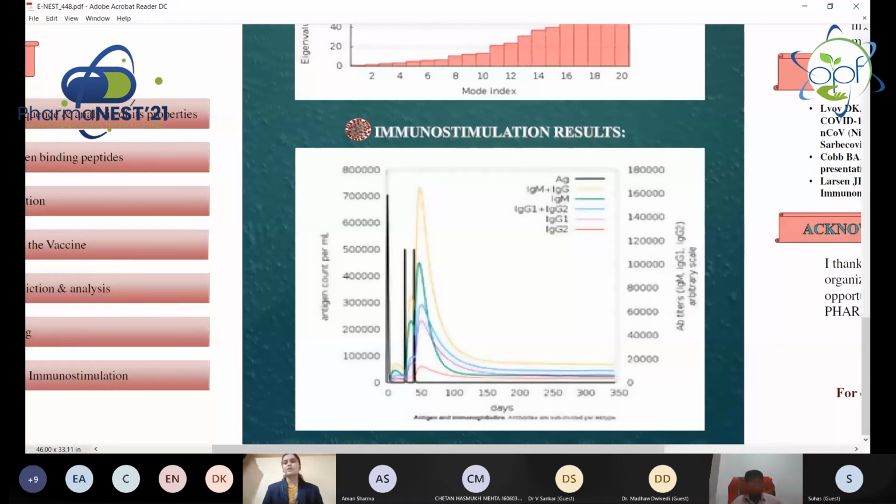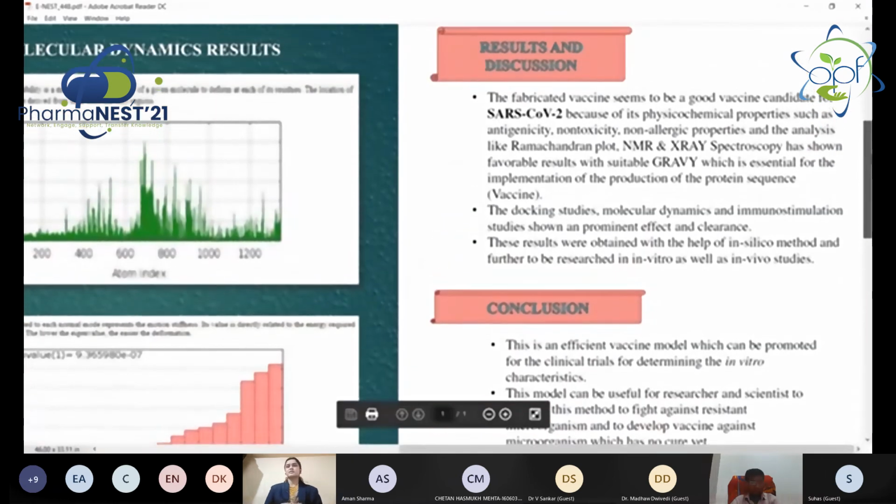That is, the immunoglobulin M and immunoglobulin G is increased up to the 7 lakh count per ml, which is a very good result. And then I would like to move on to the result and discussion part. So the result and discussion part.